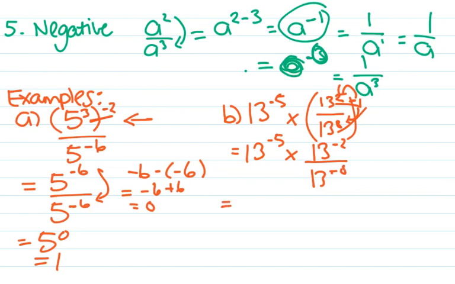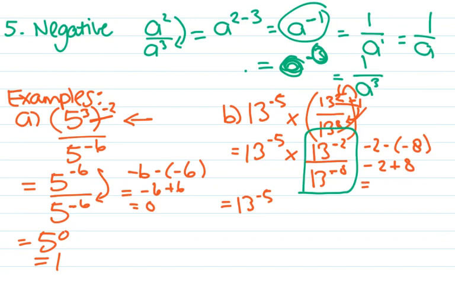Now I can simplify this here using the division rule, so I can subtract these exponents. So negative 2 minus negative 8, don't forget to do that double negative, is the same as negative 2 plus 8, which is 6. So this is 13 to the power of 6. Now I'm just multiplying two numbers with the same base, so I can add their exponents. So that will be 13 to the power of negative 5 plus 6 equals 13 to the power of 1, which just equals 13.